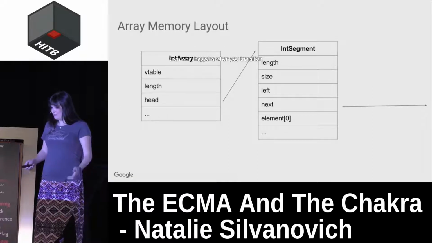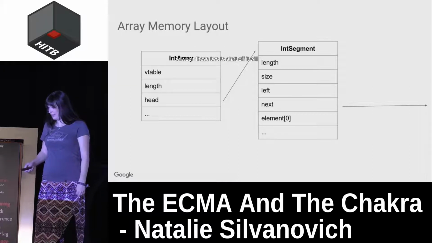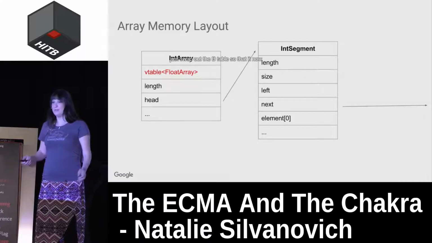So then what happens when you transition between these two? To start off, it will just swap out the vtable so that it now points to the right vtable for the right thing. And then it will change each segment to be the right type, and then it will change the elements. This can realloc memory, but it doesn't have to.